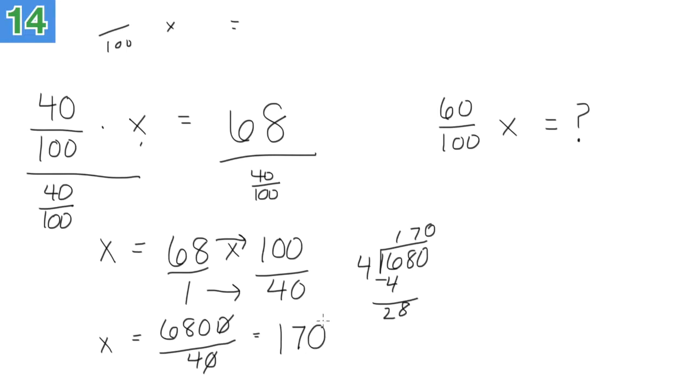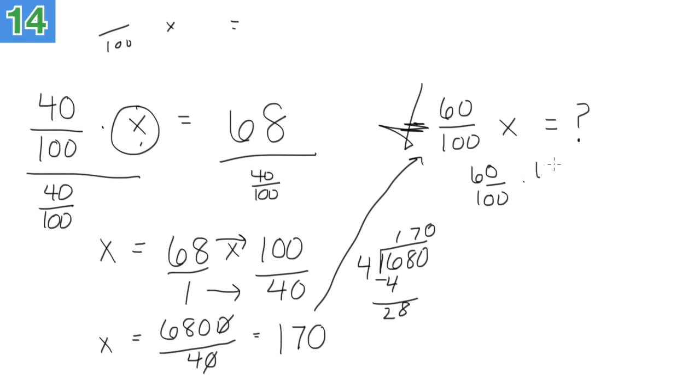Now, this is not our answer, and that's a common problem: putting down the solution to x rather than finding what they actually have asked you to solve, which is 60 over 100 x, or 60% of x. So now we have to plug that into our answer. 60 over 100 times 170, which is x. And again, you go straight across. So 60 times 170 over 100.